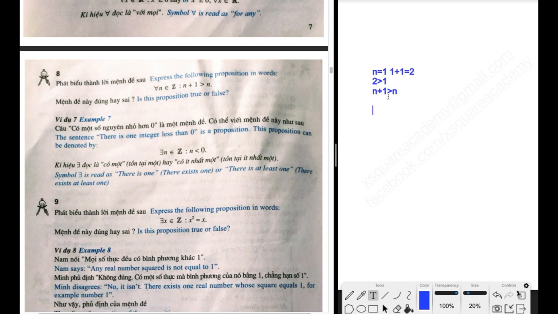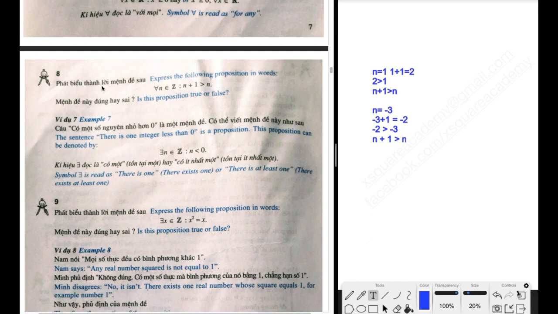Or you can use another number, a negative number. For example, n equals -3, so -3 plus 1 equals -2. -2 is greater than -3, so n plus 1 is greater than n is a true proposition.